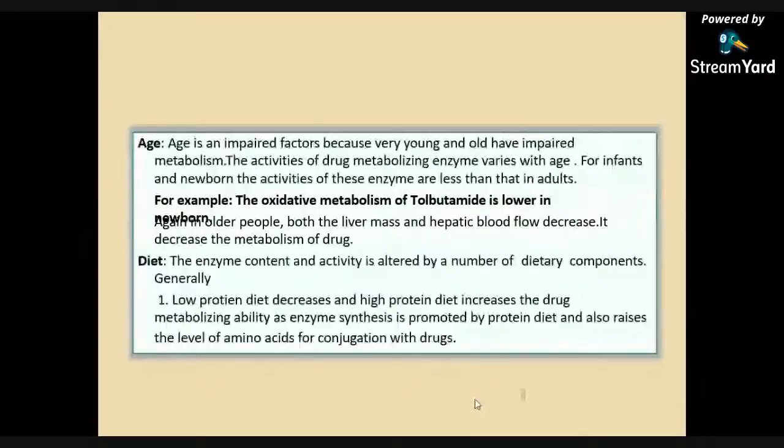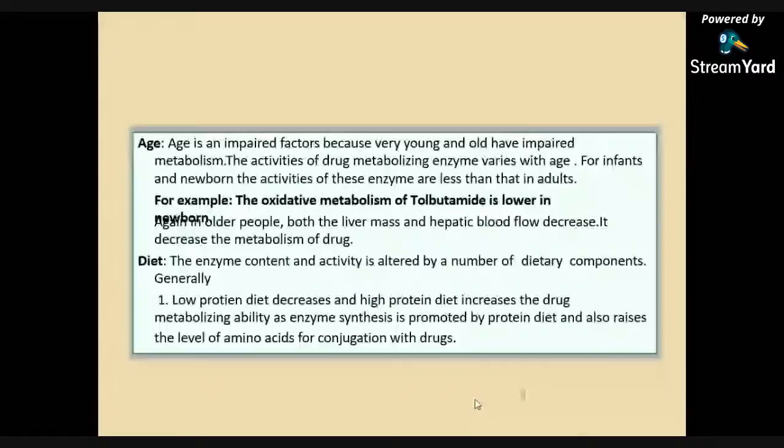So, in the case of infants or children, the activity of these enzymes is higher in adults as compared to the child. For example, the oxidative metabolism of tolbutamide is lower in newborns as compared to adults. Again, in older people, both the liver mass and hepatic blood flow decrease. It also impacts the metabolism of the particular drug.